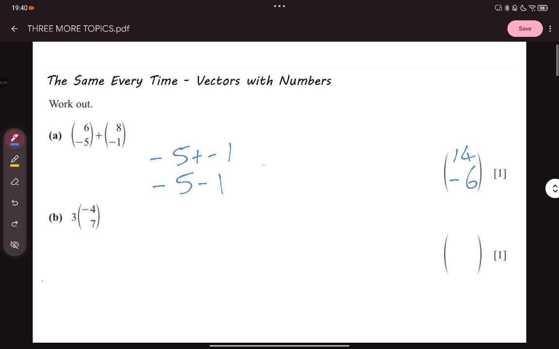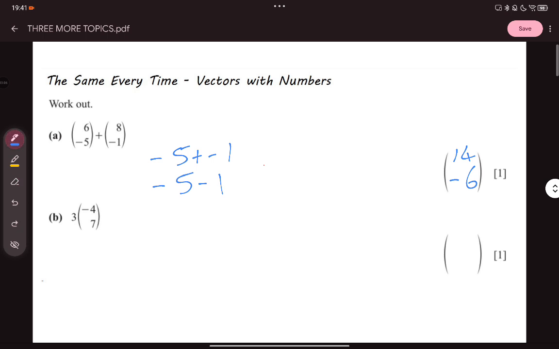Multiplying a vector. Geometrically speaking, what happens when I multiply a vector is I get a vector, a movement, in the same direction, but longer. So 3 multiplied by (negative 4, 7). The vector (negative 4, 7) would be 4 that way, like that, and then 7 upwards. So my vector (negative 4, 7) would be going like that. And if I multiply it by 3, it would be basically the same direction, but 3 times the length.